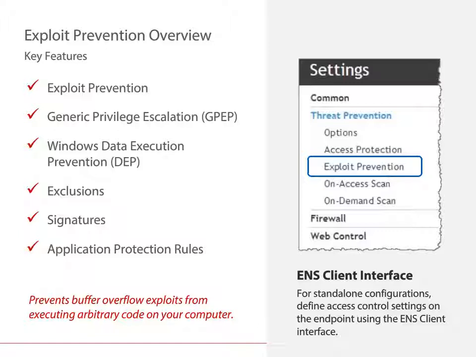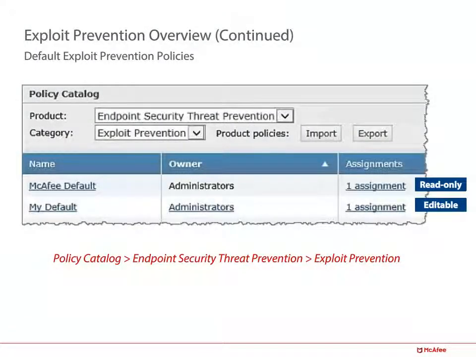The key features of exploit prevention are the exploit prevention itself, the generic privilege escalation, the Windows data execution prevention, our exclusions, our signatures, and our application protection rules. This section also prevents buffer overflow exploits from executing arbitrary code on your computer. Endpoint Security Threat Prevention comes with two policies by default: the McAfee Default, which is read-only, and the My Default, which you can edit and is a duplicate of the McAfee Default.